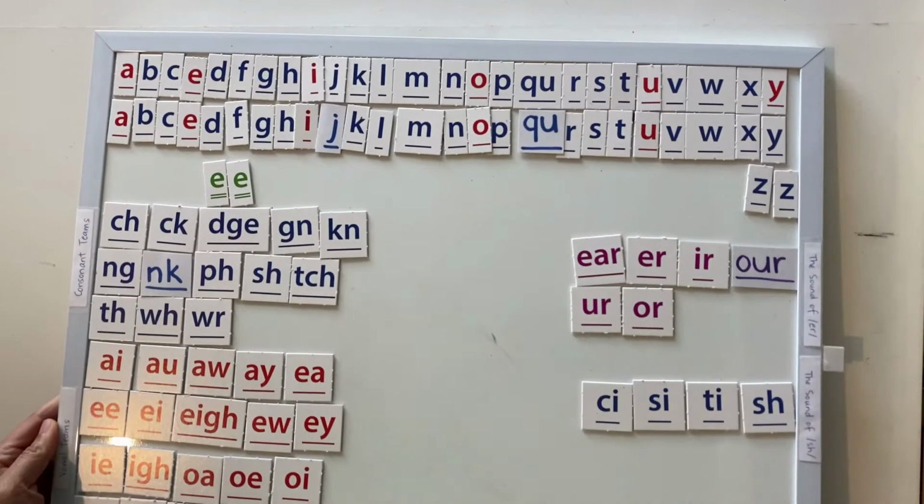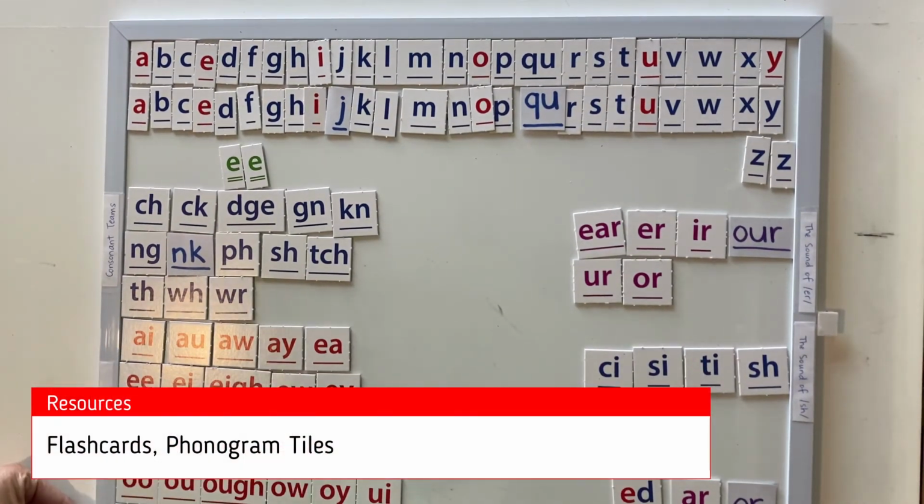Then there's the phonogram tiles. Now you can get this in an app or a physical form. The one I've got here is not the official All About Spelling tiles, but they're pretty similar, and I've just done some dodgy DIY for the minor differences.